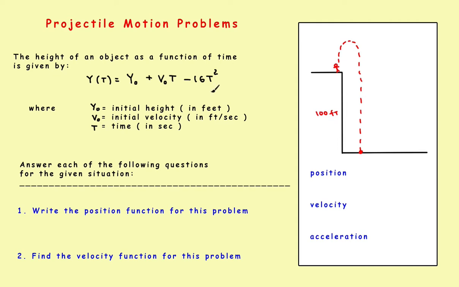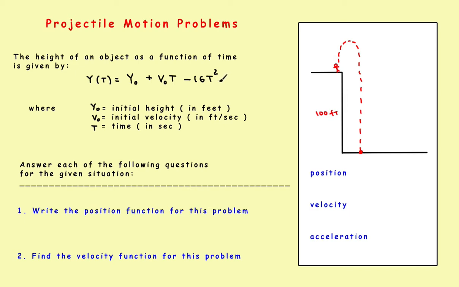T is time, and the minus 16 comes from the general formula, which is minus 1/2 times whatever the gravity is. On Earth, gravity is minus 32 feet per second squared, so half of 32 is minus 16, and that's where that coefficient comes from. If you were on the moon, this figure would be different from the minus 16. But on Earth, minus 16 is going to work just fine. So this is the general formula for projectile motion.